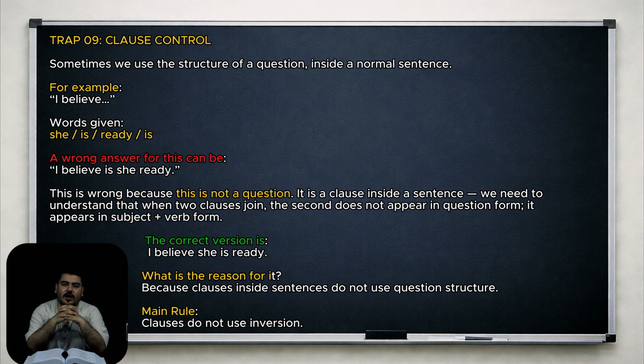For example, "I believe," words given: she is ready is. A wrong answer for this: "I believe, is she ready?" This is wrong because this is not a question. It is a clause inside a sentence. We need to understand that when two clauses join, the second clause does not appear in question form. It appears in the subject plus verb form. The correct version is, "I believe she is ready," because clauses inside sentences do not use question structure.